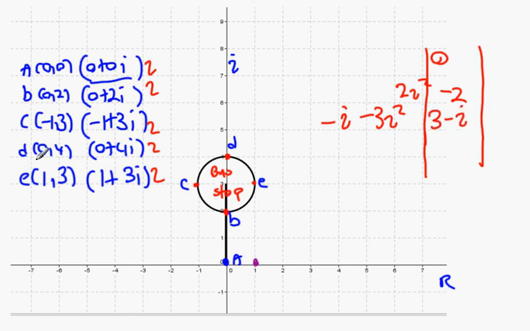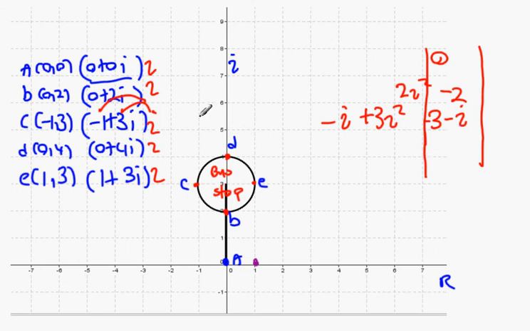What about the next one? Sorry, plus 3i squared, you're right. That's minus 3 minus i. How is that? Because I multiplied i by minus 1 to get minus i, and 3i by i to get 3i squared, which turns into minus 3 subsequently.